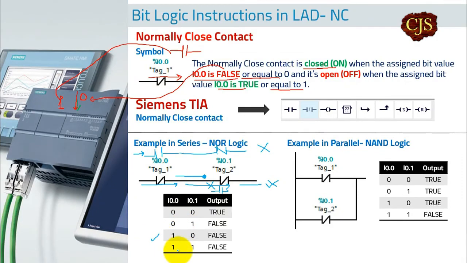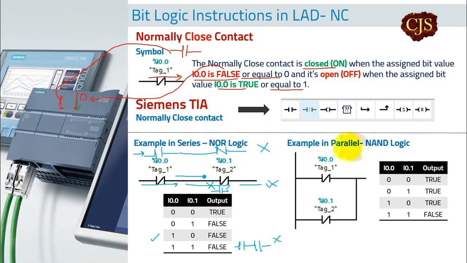The last case says if both are open. So if this is open and this is also open, in the last case it will be like this. If both are open, output will not be on. Okay, this is very easy to understand. So the output will only be on if both the inputs are closed. This is the NOR logic, made by two NC contacts in series.